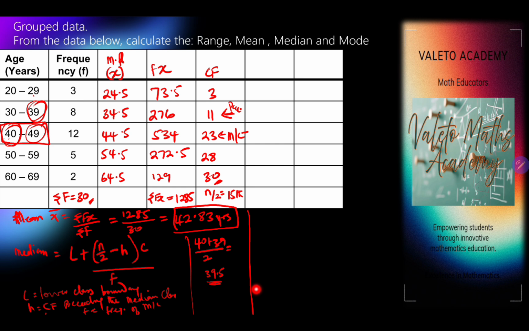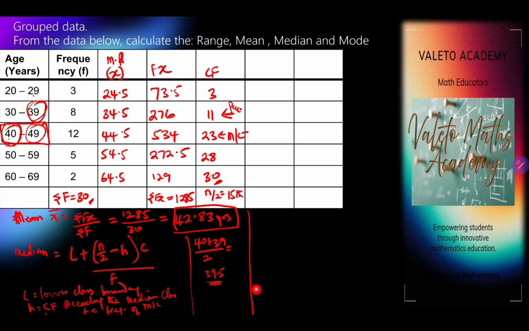Okay, and that is the lower class boundary. You can also get it by just subtracting 0.5 from 40. Then for the upper class boundary, you get that by adding 0.5 to the upper class limit. This is to ensure that there's no gap between the classes. Okay.